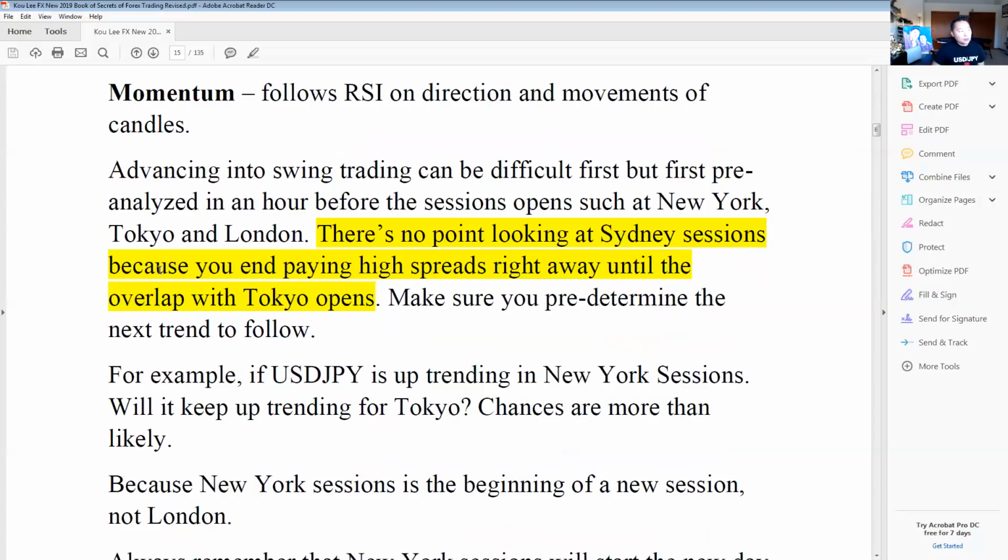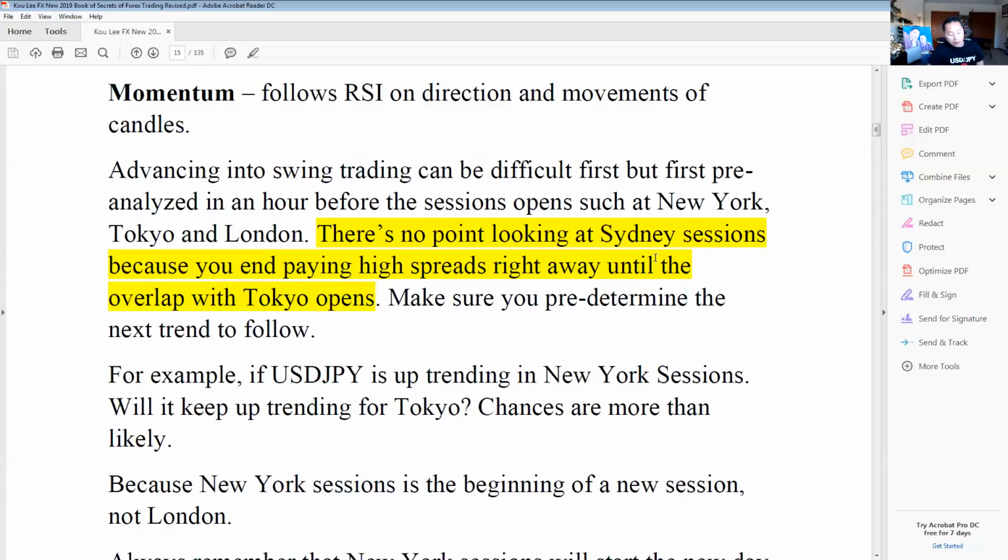I mean, like I said, advancing into swing trading can be difficult at first, but first, pre-analyze an hour before. You have to look an hour before the new session starts. Why I say this: let's just say EUR/USD has been uptrending during New York sessions for the whole session of New York, for me, I would get ready to short it on the retracement going down.